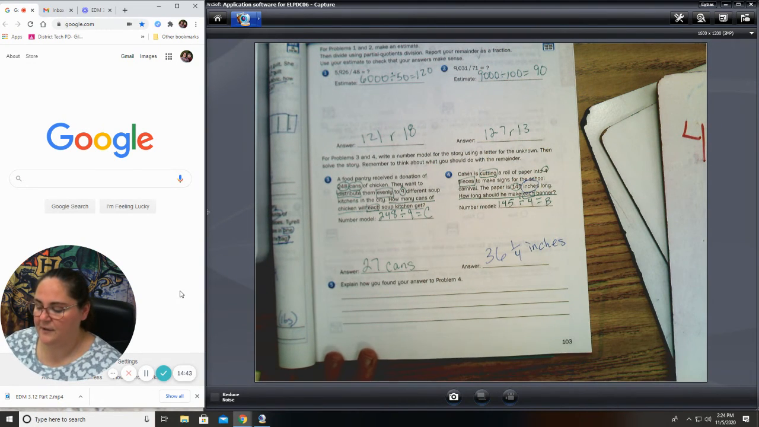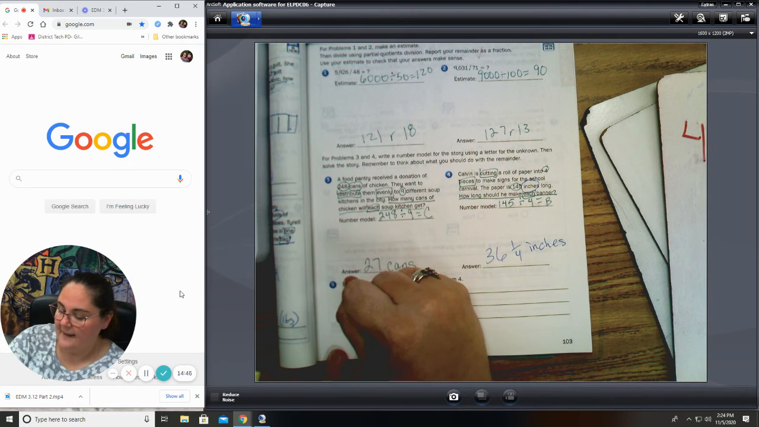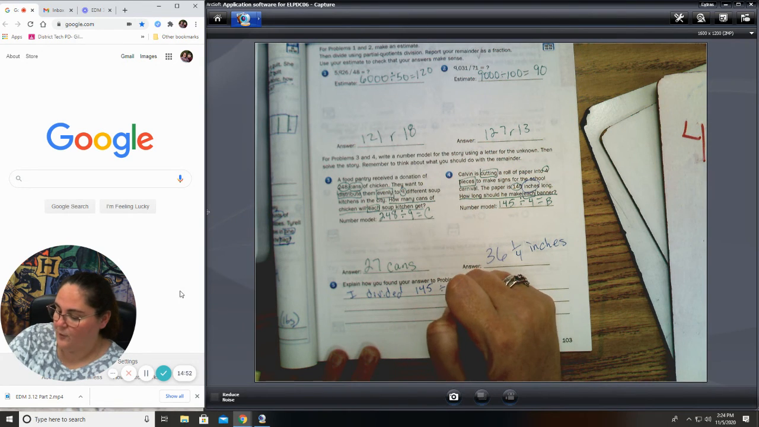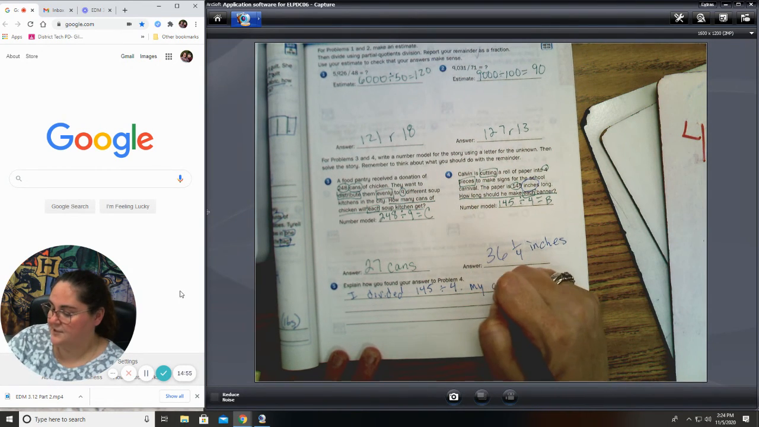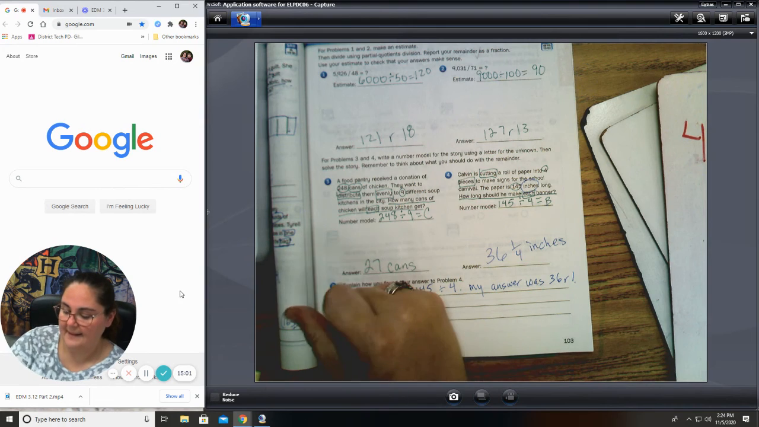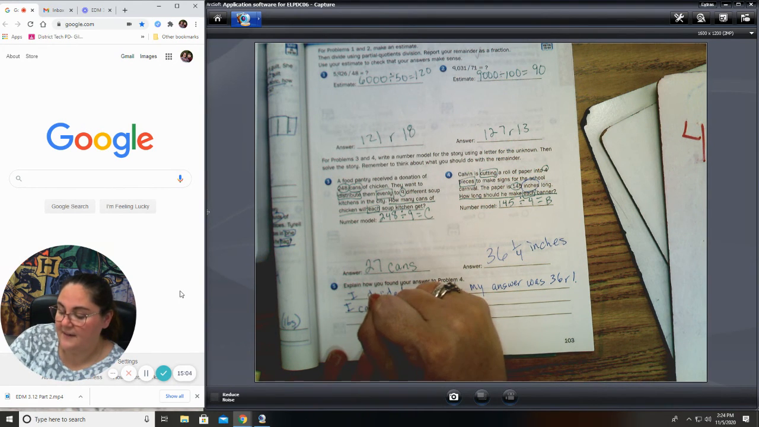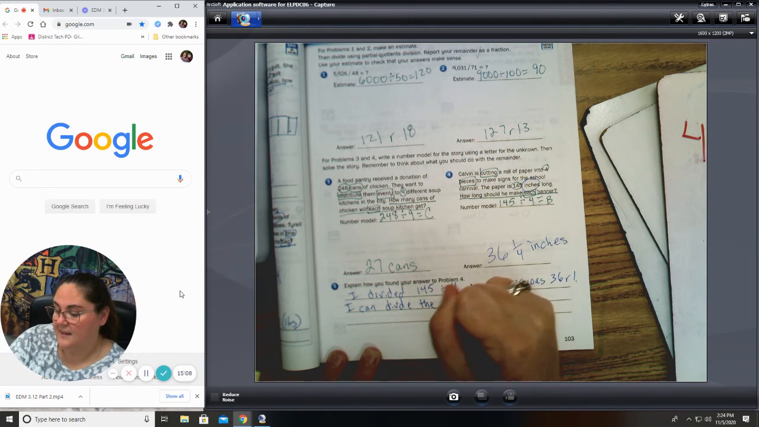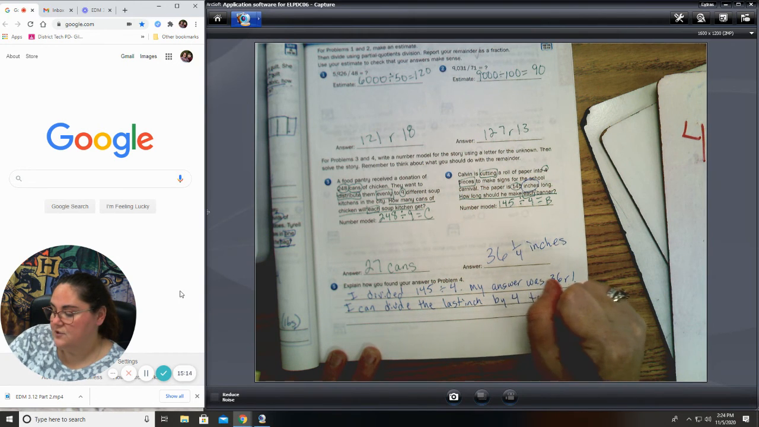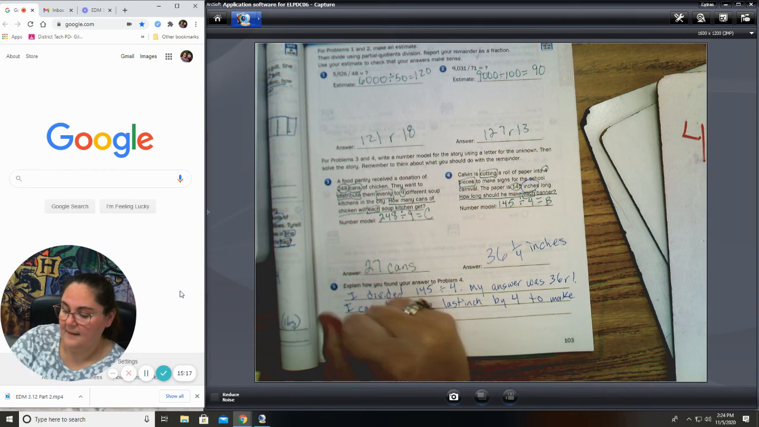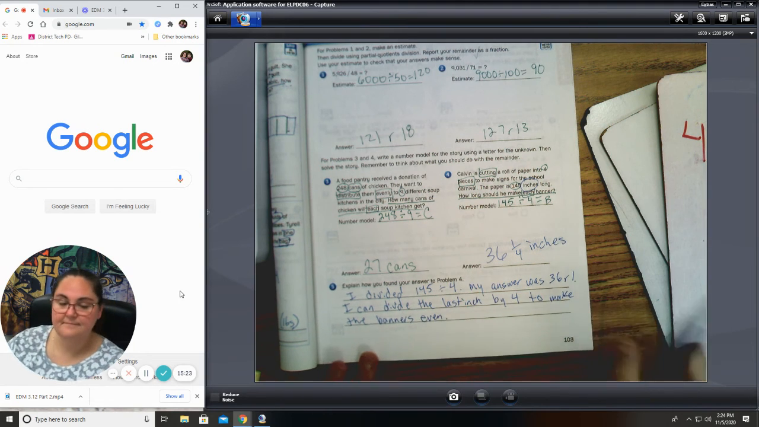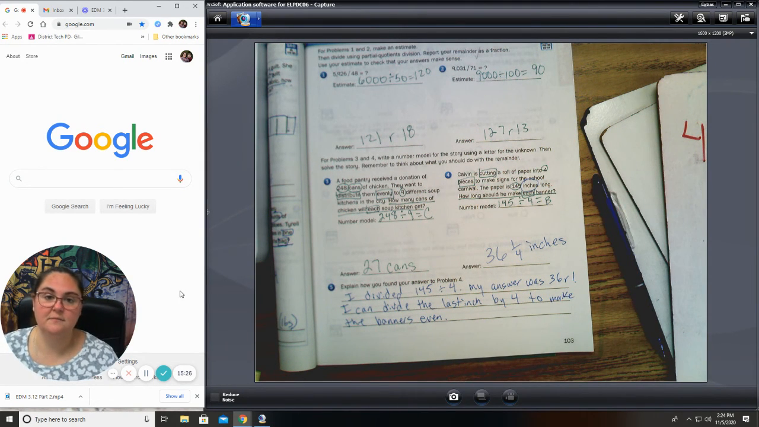Number 5 says, explain how you found your answer to problem 4. I divided 145 by 4. My answer was 36 remainder 1. I can divide the last inch by 4 to make the banners even. Pause if you need to write this down.